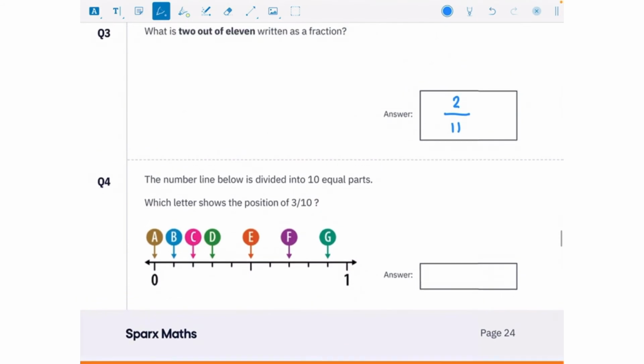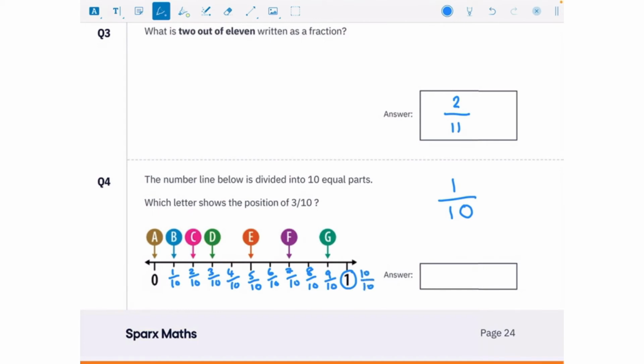Question number 4. The number line below is divided into 10 equal parts. Which letter shows the position of 3/10? So if you imagine 1 divided into 10 sections, can be written as a tenth. So we've got 1 here, and we've divided it into 10 sections. So this is 1/10, 2/10, 3/10, 4/10, 5/10, which simplifies to a half, 6/10, 7/10, 8/10 and 9/10, and then 10 out of 10, which is 1 whole.